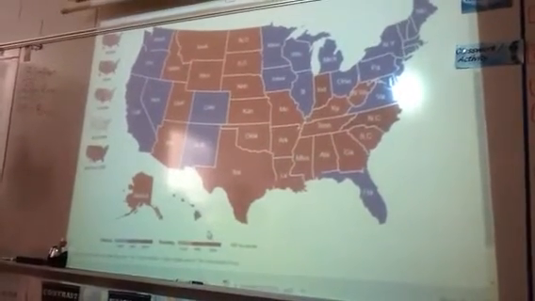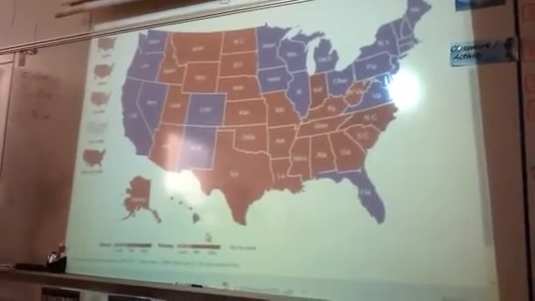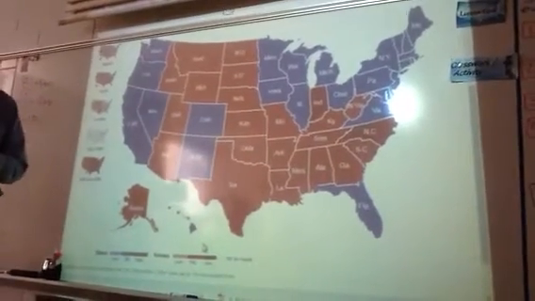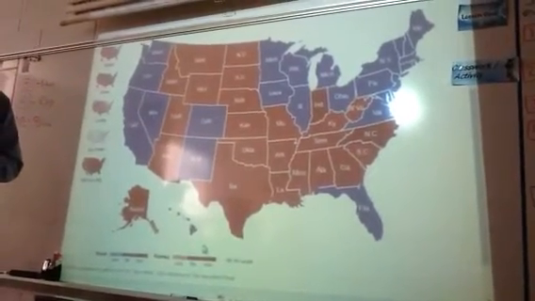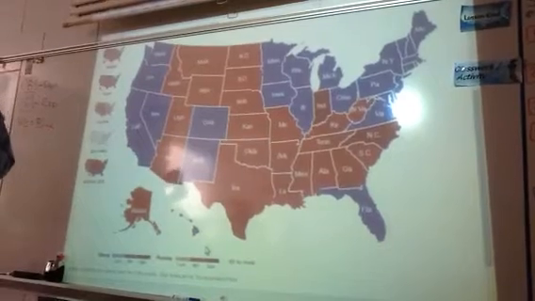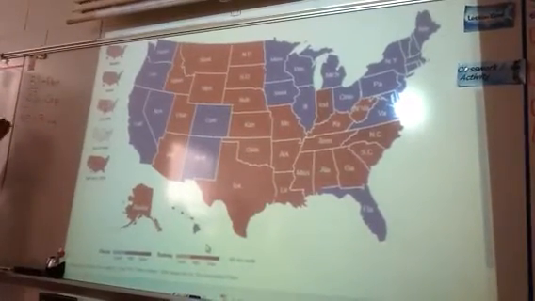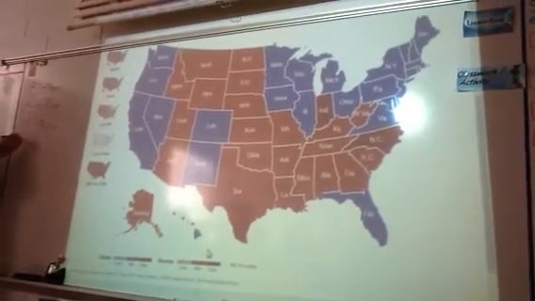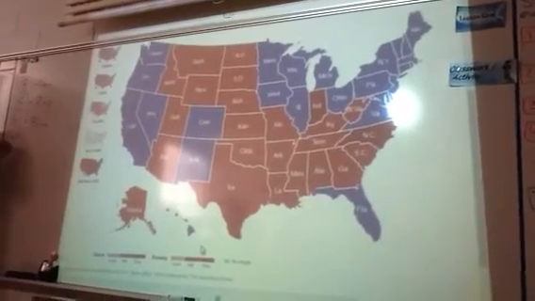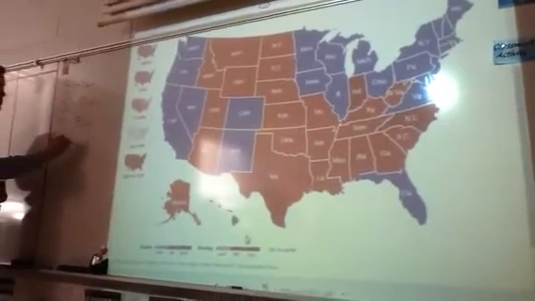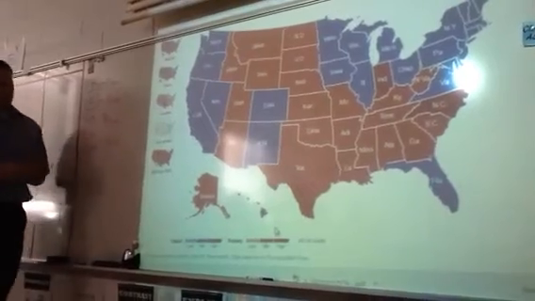Yep. Okay, what else do we notice? Northeast is blue. What else do we notice? Well, the South and Midwest tend to be more red. Yep, South and Midwest tends to be more red. Okay. Excellent.